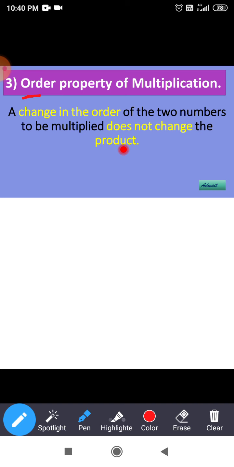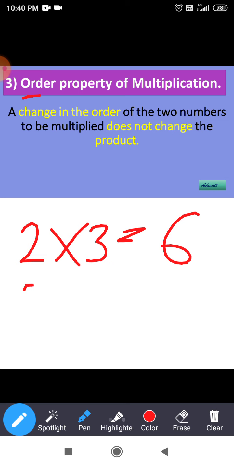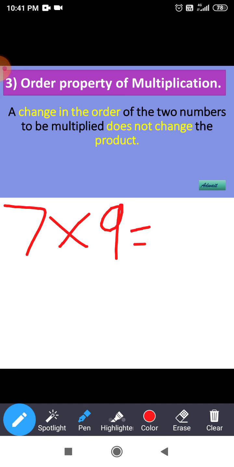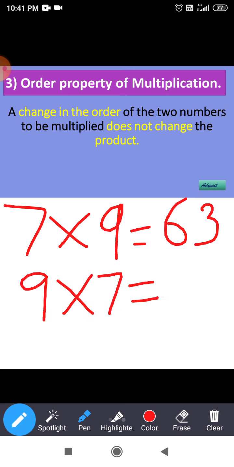Let's see the example. 2 threes are 6, right? 3 twos will be 6 only. One more example. 7 nines are how much? 63. And 9 sevens are 63 only. Okay, so if I am changing the order of the numbers, meaning the first number I kept on the second place and the second number I kept on the first place, then also the answer is the same. The product is the same.